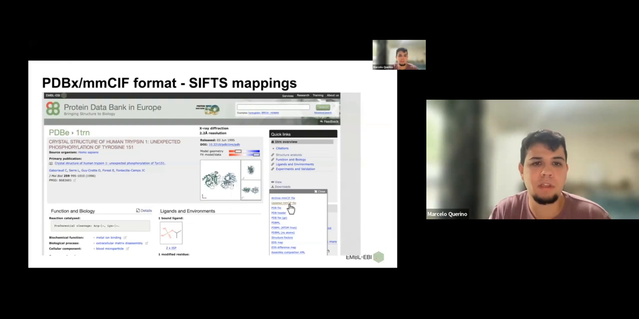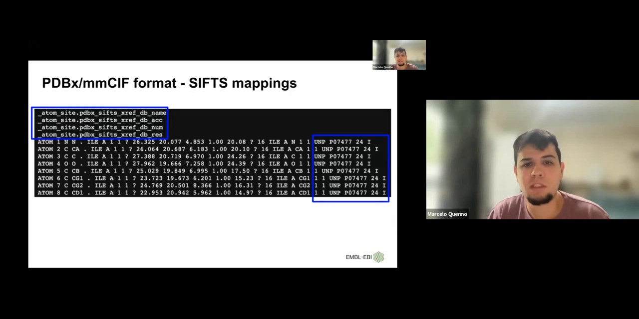One example of this scalability is in our entry pages, so this is one entry page in PDBe. We are including in the download section the updated mmCIF file. This updated mmCIF file includes SIFTS mappings. These are very useful for the scientific community because these four mmCIF tokens here, as you can see in the tabular style at the bottom, include what UniProt protein that residue is mapped to, and what is the residue number on that UniProt protein.